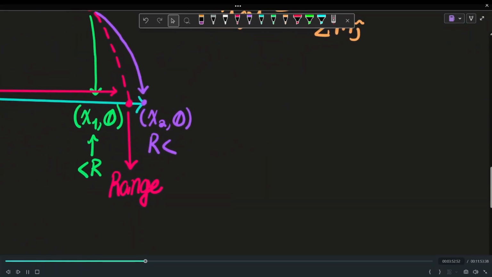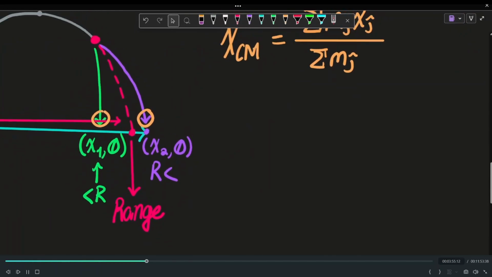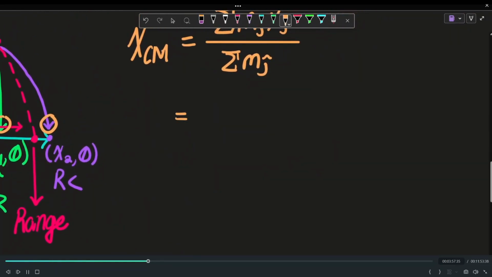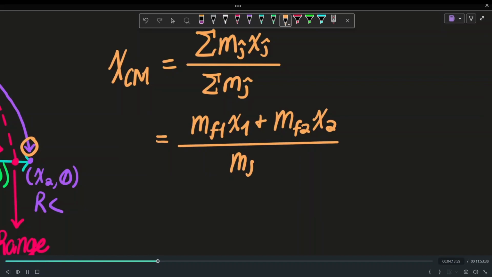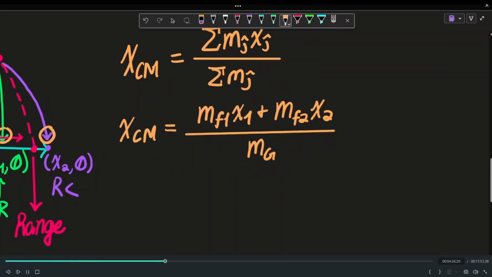Well, we know that we have actually two fragments. So here we can break this down into the mass of fragment 1 and the position of that fragment, plus the mass of fragment 2 and the position of that fragment. And on the bottom, we can write fragment 1 plus fragment 2. But we also know that's the total mass of the grenade, so I'll write that as m. And from there, we have an equation with a bunch of unknowns. So let's start filling in a few things.